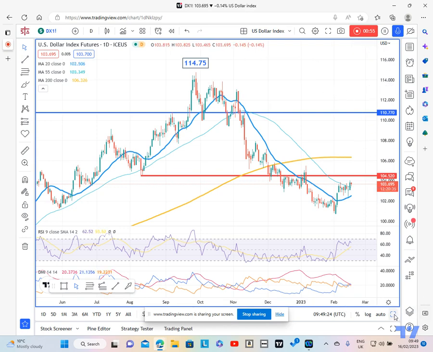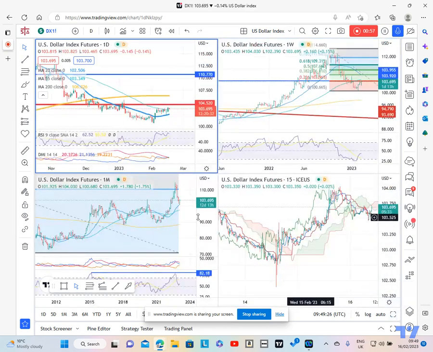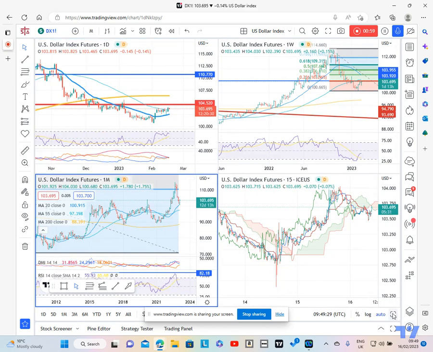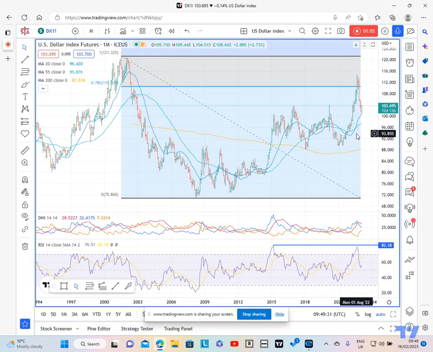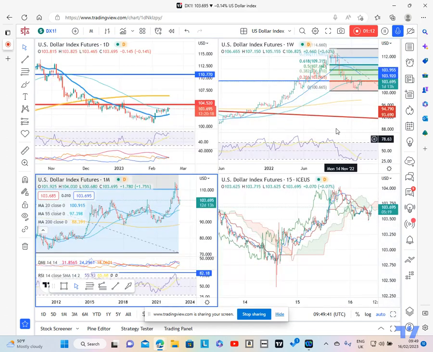Does that give us any more information? We look at long-term charts. This is a monthly chart, and we can see that the market has bounced quite smartly off its 20-month moving average just above 100 here. And let's look at the weekly.